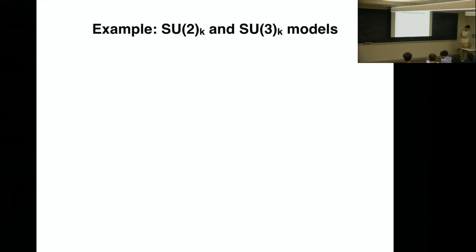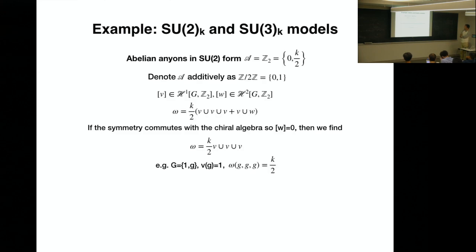And we can also compute the anomaly for SU2 level K and SU3 level K. So for SU2 level K, the abelian anyons just form a very simple Z2 group. And then we can just compute the anomaly in general. We get this formula. Everything's written additively. In the case that the symmetry commutes with the chiral algebra, then we recover the well-known result. That is, for Z2 symmetry, the odd level has an anomaly. It has a two-fold anomaly, but the even ones don't.